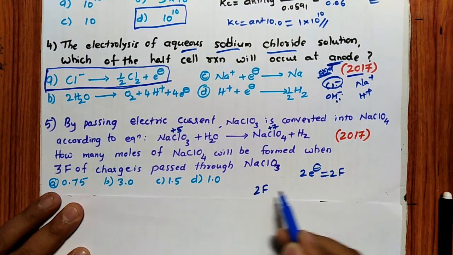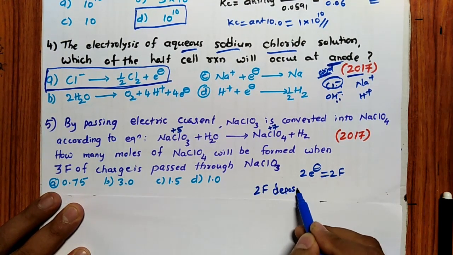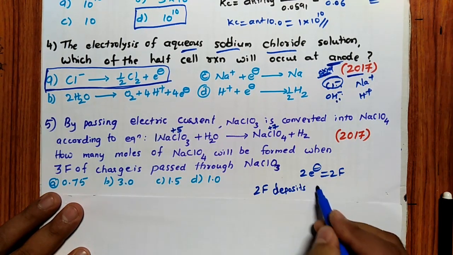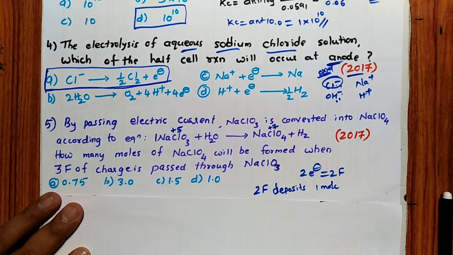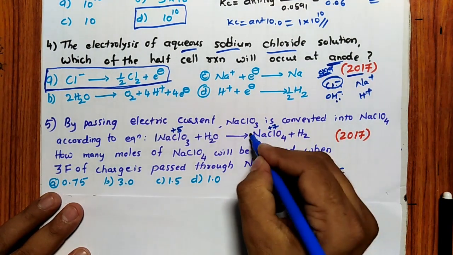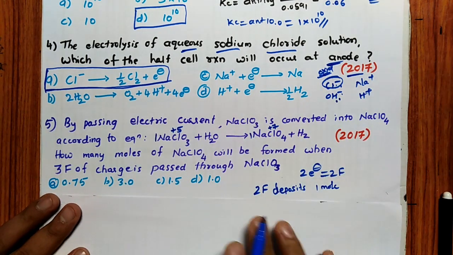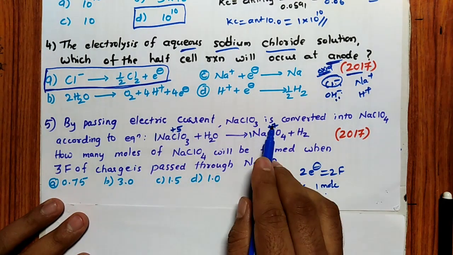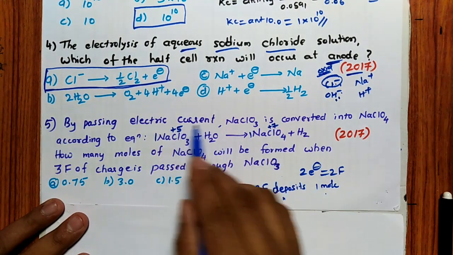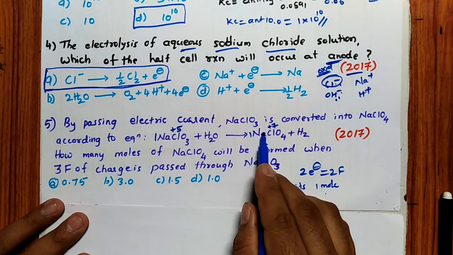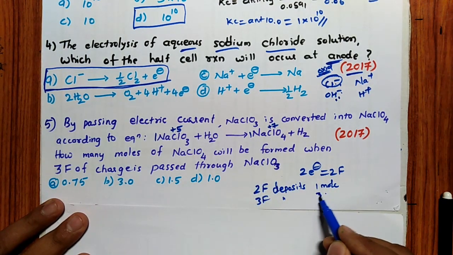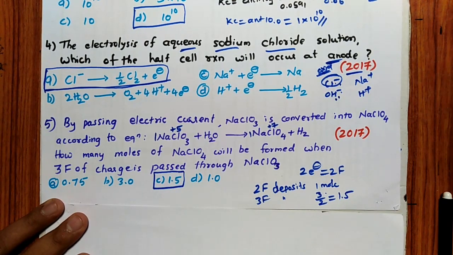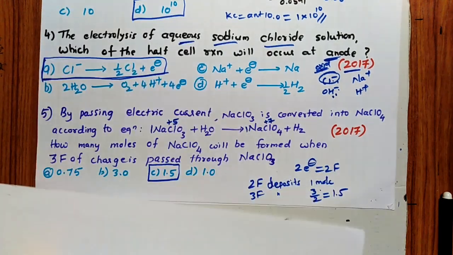2 Faraday current deposits how many moles? 1 mole. So 1 mole of NaClO4 is formed from 1 mole of NaClO3. No doubt, you can take any. Then the question is 3 Faraday. 3 Faraday deposits how much? 2 electron change is there, plus 5 to plus 7, so 2 electron means 2 Faraday. 2 Faraday deposits 1 mole. 3 Faraday deposits 3 by 2 mole. 3 by 2 mole means the answer is 1.5. Yes, very good. Answer is C. Fifth question answer is C.